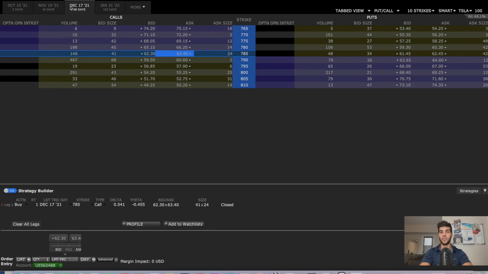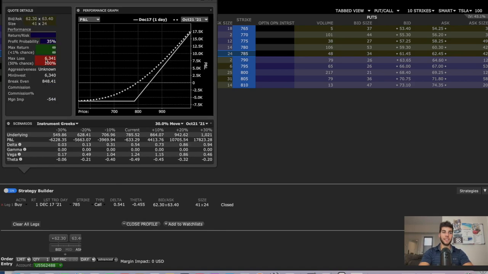I'm also looking at the longer dated expiration because time decay is most rapid and exponential in 30 days and less. If you want to hold on to the theta value of the option, you'll want to choose an option that is expiring anywhere from 45 to 90 days or more. That's why we chose December 17th. It's going to cost us $6,341 to purchase one contract.